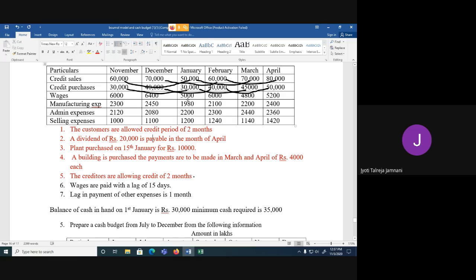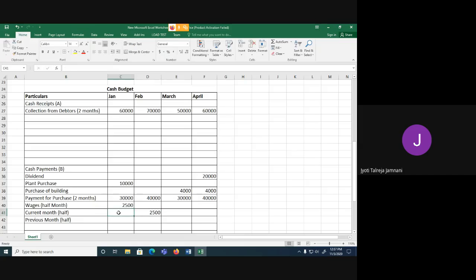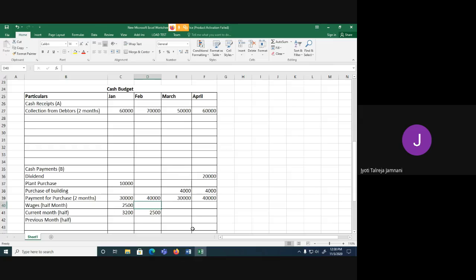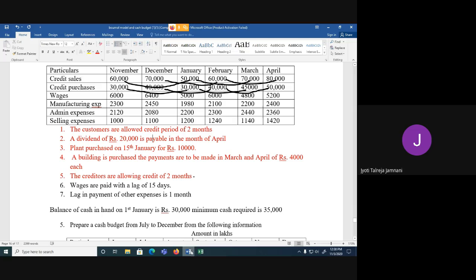Now January's previous month is December. Wages of December were 6,400. Half of that is to be paid in Jan. So 6,400's half will be 3,200. So January is done. February wages 6,000. Half in this month, that is 3,000. And half will go in the next month, that is March. For March it is previous month actually.